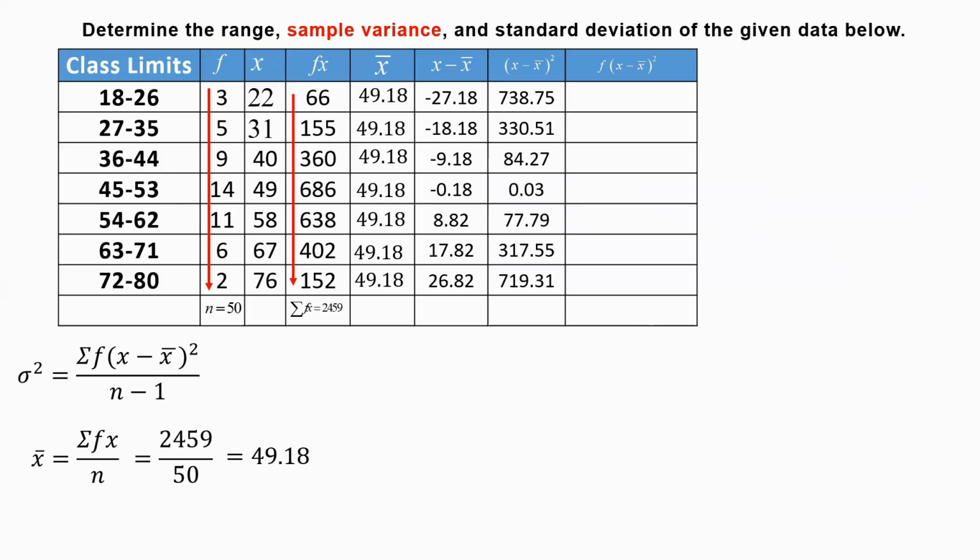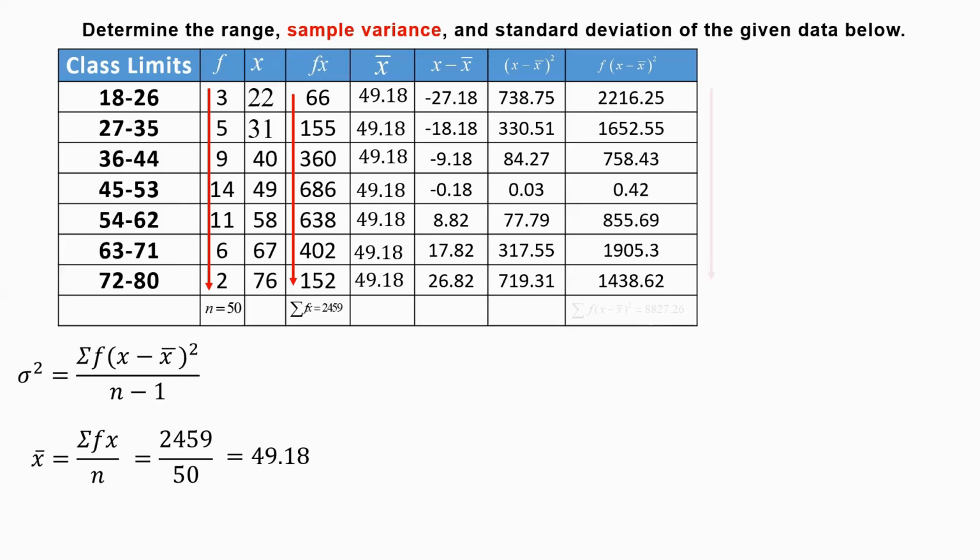So now, let us get the frequency times the square of the quantity x minus mean, which is needed in our formula. What is our frequency on the first row? That is 3 multiplied by 738.75. So that is equal to 2,216.25. On the second row, the frequency is 5 multiplied by 330.51. So that is equal to 1,652.55. And the same thing, you will do that until you meet the bottom part.